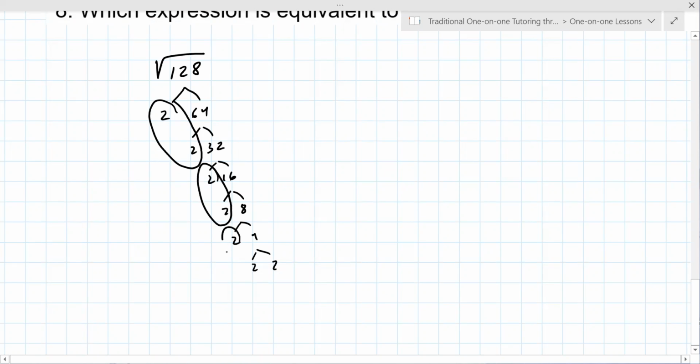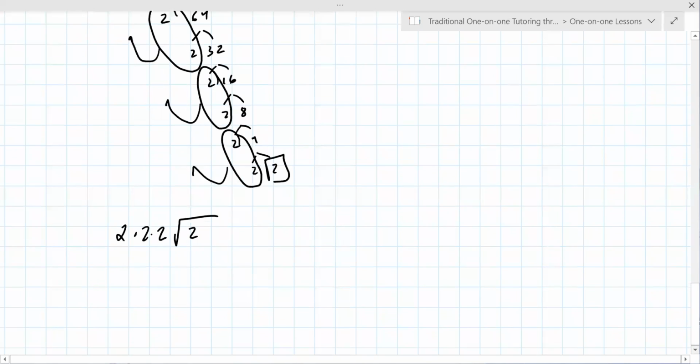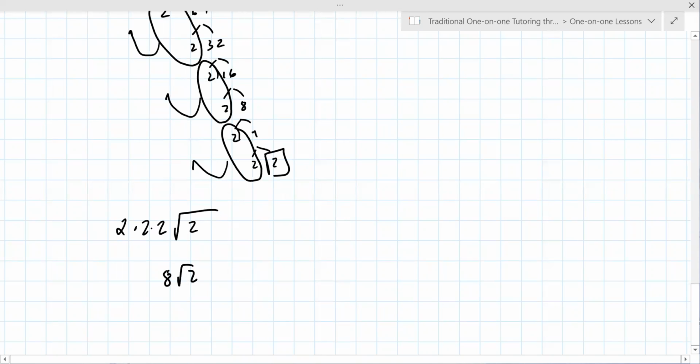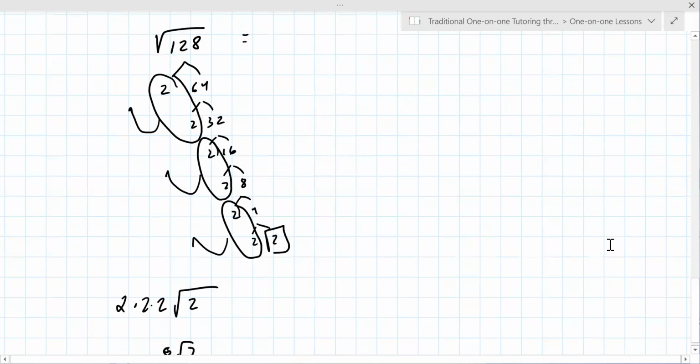You circle the pairs, and for each pair you bring 1 out. So you bring 2 out, 2 out, 2 out. So it's 2 times 2 times 2 times the square root of what's left over, which is 2, which is 8 square root 2. Is that okay? Okay. So that takes care of the number.